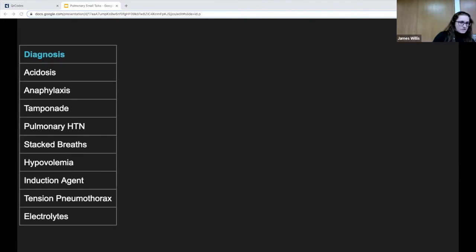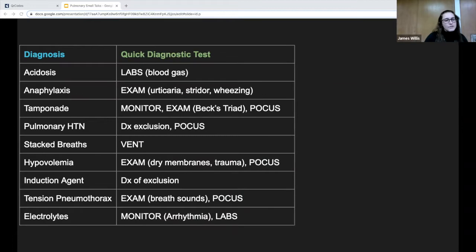Here's the list of diagnoses. I made this table just to categorize each diagnosis, what I thought a quick diagnostic test would be, and quick treatment. If it's not obvious, each one of these diagnoses could be an hour-long lecture. There are fellowships dedicated to certain things like pulmonary hypertension. I'm obviously not going to go into deep dives about everything. It's more of a brief overview. So this is what I briefly thought of.